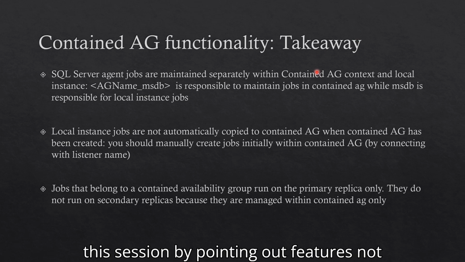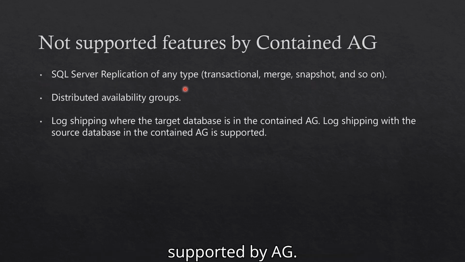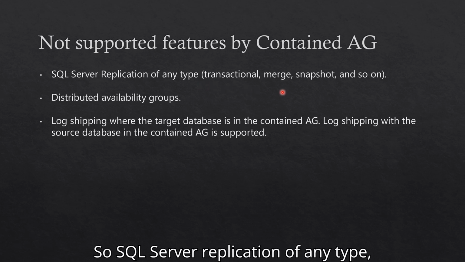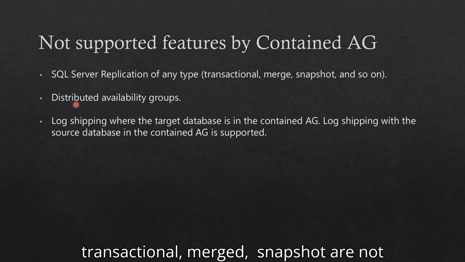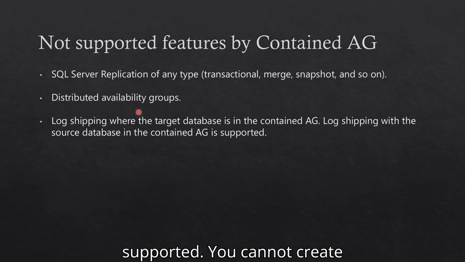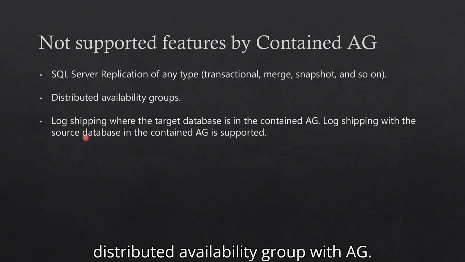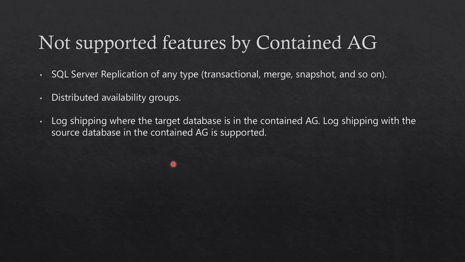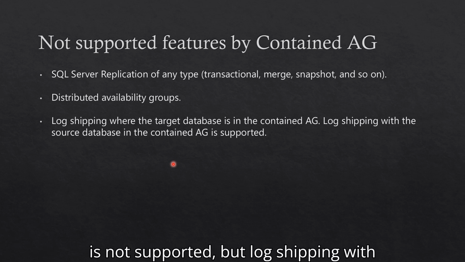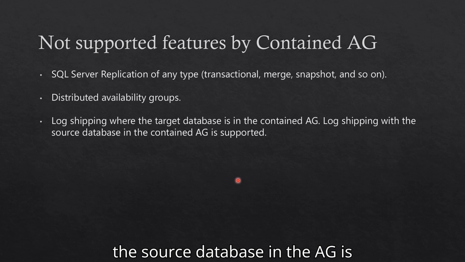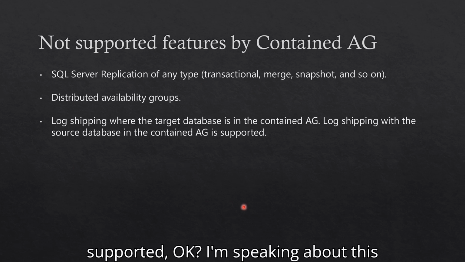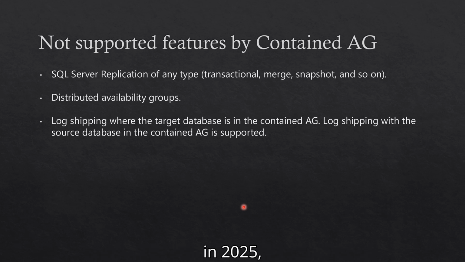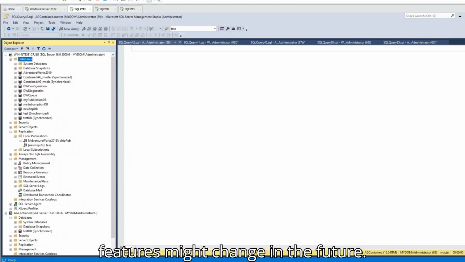Let's complete this session by pointing out features not supported by contained AG. SQL Server replication of any type, transactional, merge, snapshot, is not supported. You cannot create a distributed availability group with contained AG yet, okay? Log shipping where the target database is in the contained AG is not supported, but log shipping with the source database in the contained AG is supported. I'm speaking about this on February 16, 2025. These features might change in the future.